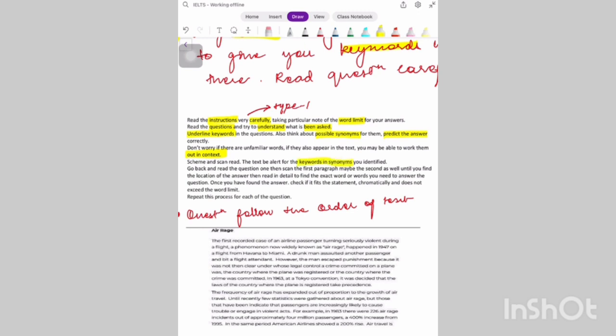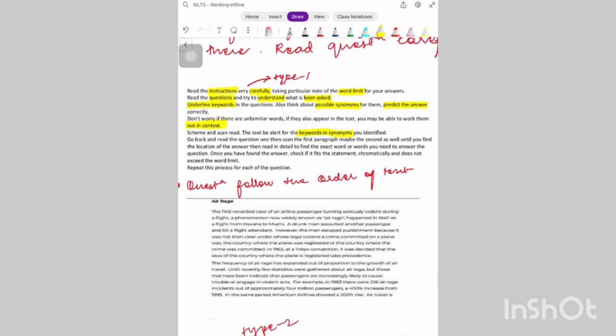Go back and reread the question once, and then scan the first paragraph, maybe the second as well, until you find the location of your answer. Then read in detail to find the exact words you need to answer the question. Once you have found the answer, check that it fits the statement grammatically and does not exceed the word limit, and repeat this process for each answer.